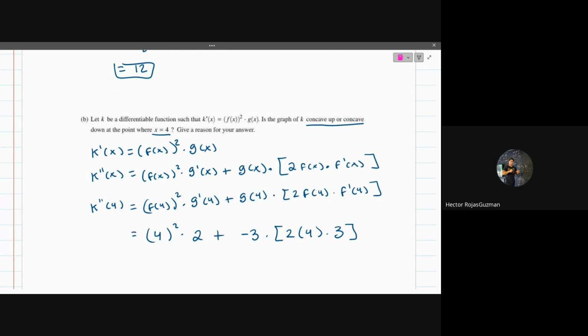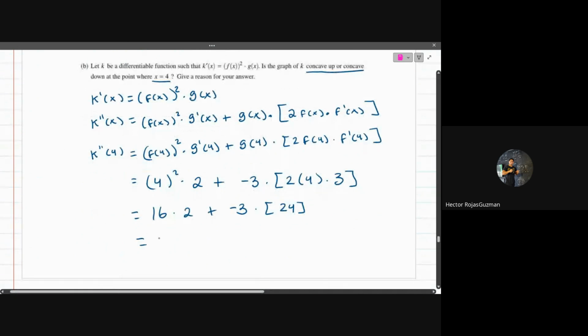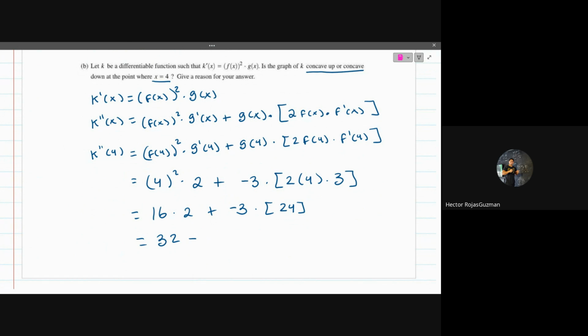All right. Now go ahead and simplify all this. 16 times 2 plus negative 3 times 8 times 3, that's 24. Okay, this is 32 minus 60, 72, which is negative 50. Let me check my answer real quick.